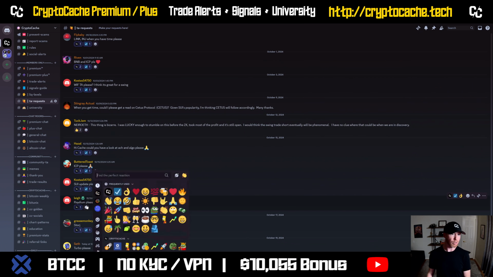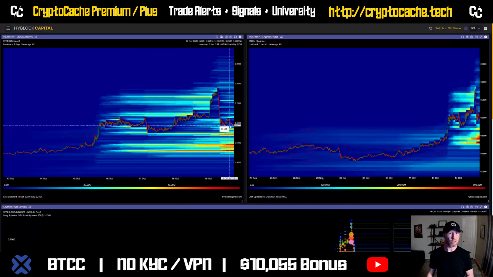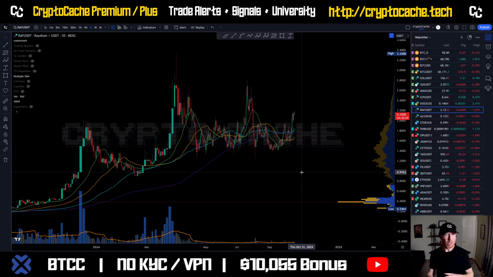And what we want to look at here, because got to keep in mind, there's no liquidation data here for Radium. So we kind of got to tread lightly, if you will, because we can't really see liquidation levels, which isn't a problem. You can totally trade without it. It just really kind of helps get you a leg up.